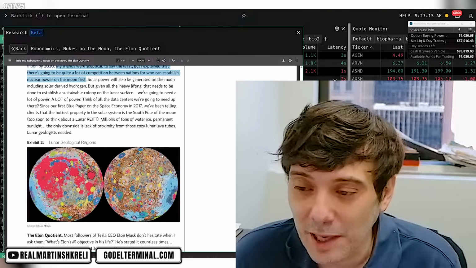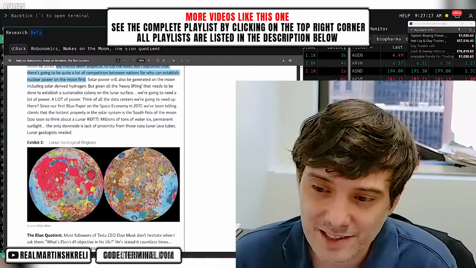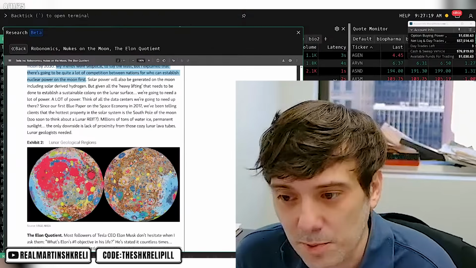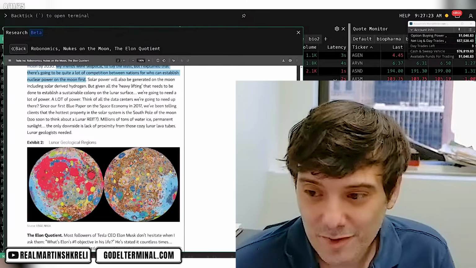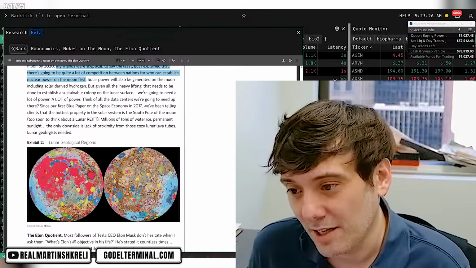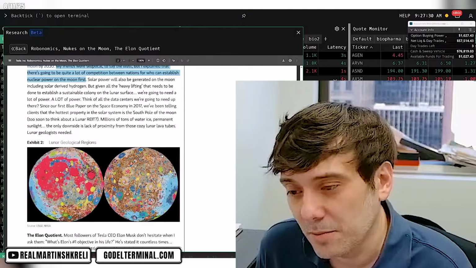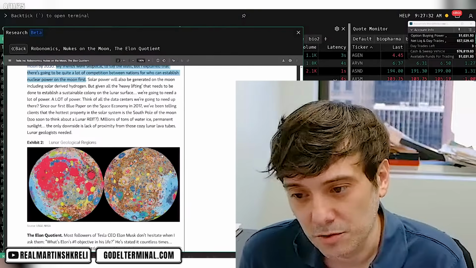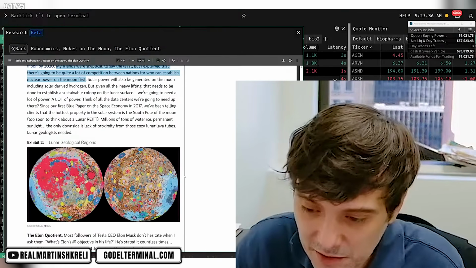Think of all the data centers we're going to need up there. Since our first blue paper on the space economy in 2017, we've been telling clients that the hottest property in the solar system is the south pole of the moon. Is it too soon to think about a lunar REIT? Millions of tons of water, ice, permanent sunlight. The only downside is lack of proximity from those cozy lunar lava tubes. Lunar geologists, indeed.